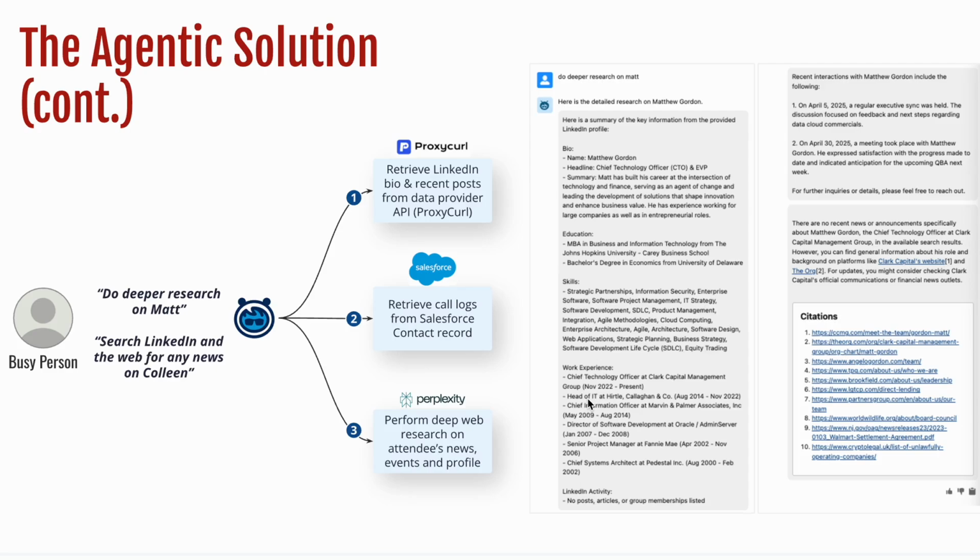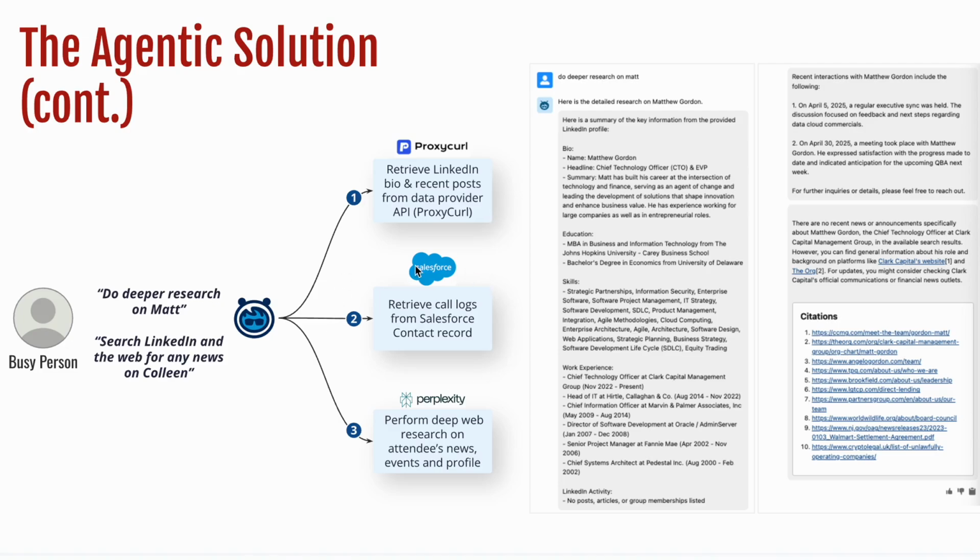Now, let's say we want to go deeper. We want to learn more about a specific individual or individuals. We can easily do that. Just ask your agent about who you want to know more about, and it'll take care of the rest. It has a number of different tools at its disposal. First, it's going to go gather more information from their LinkedIn bio in terms of their work history, their recent posts, etc. And we're using another data enrichment tool here to do that.